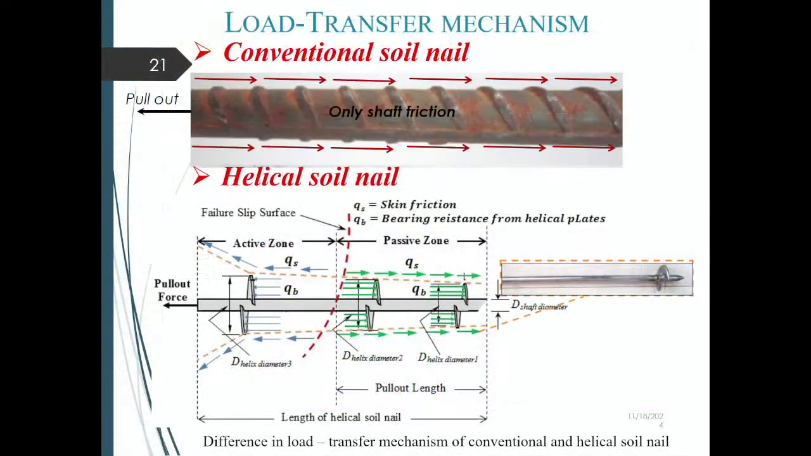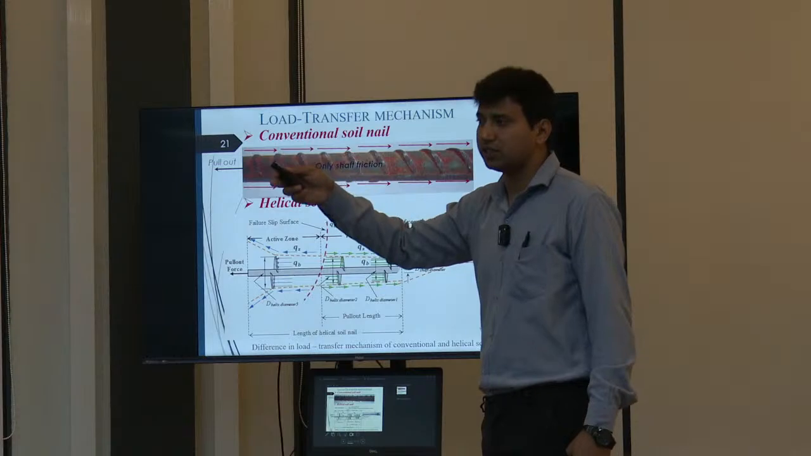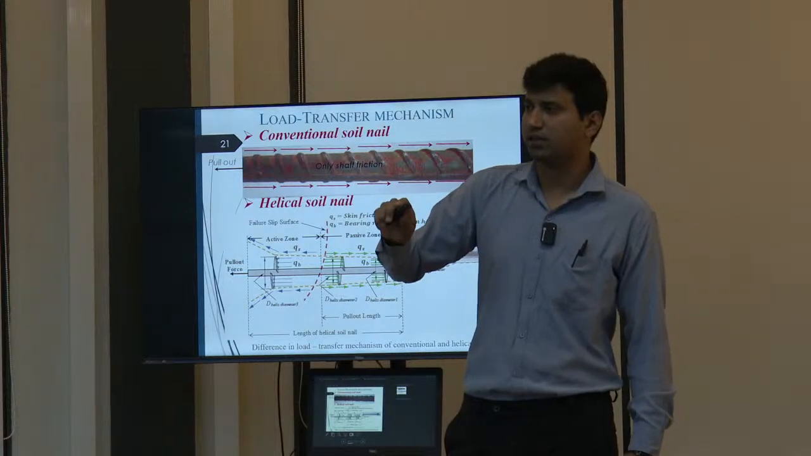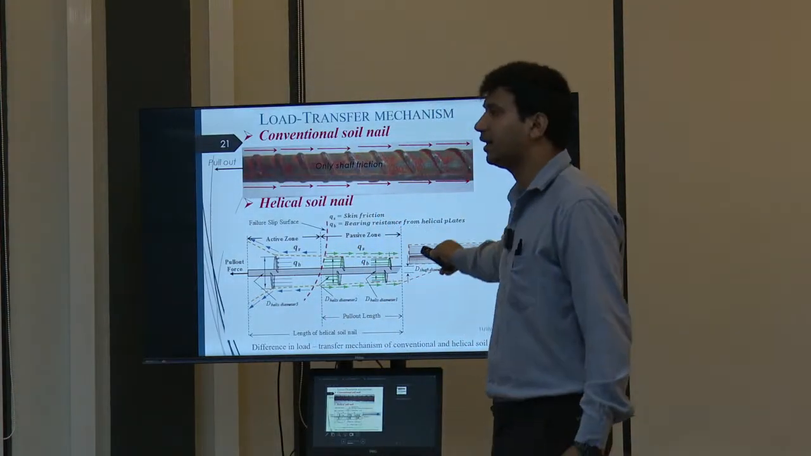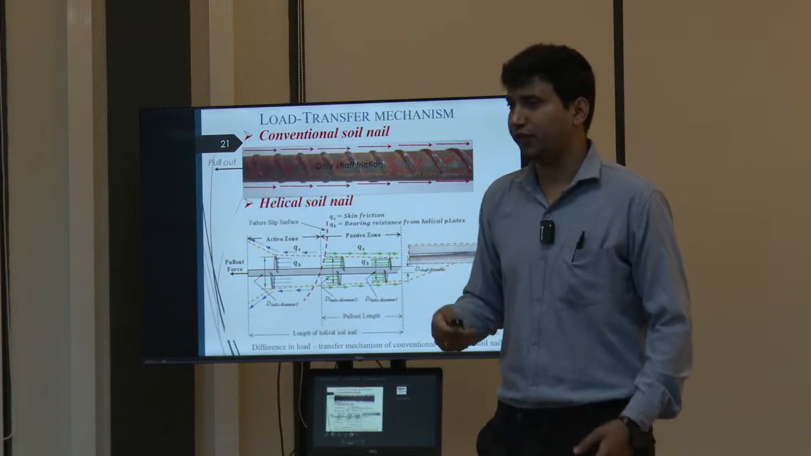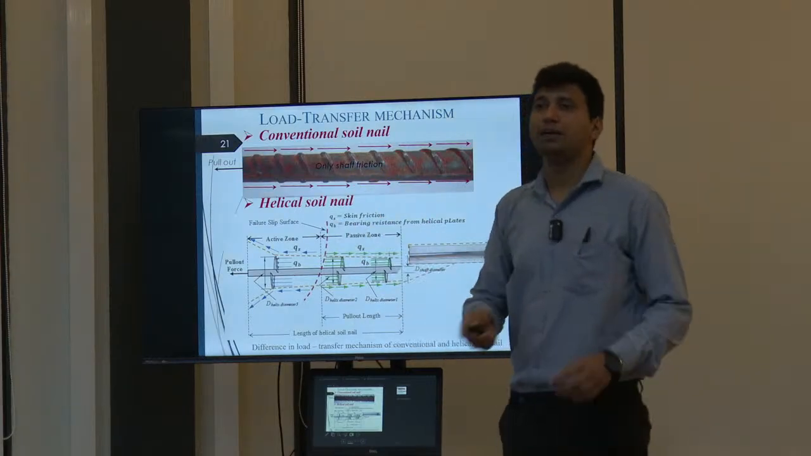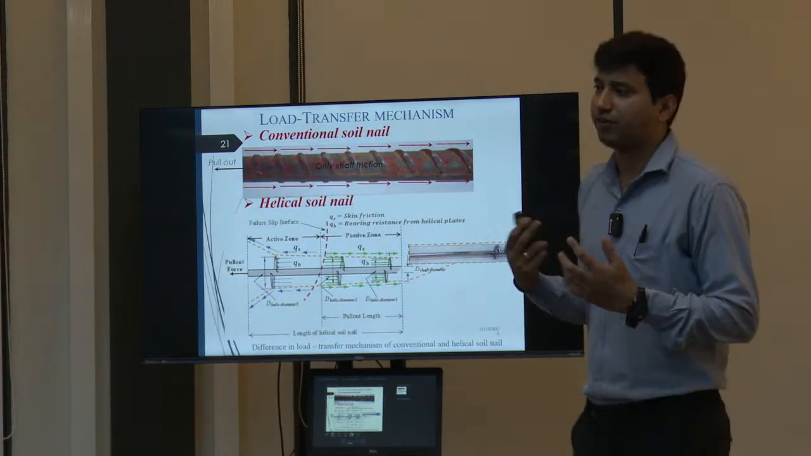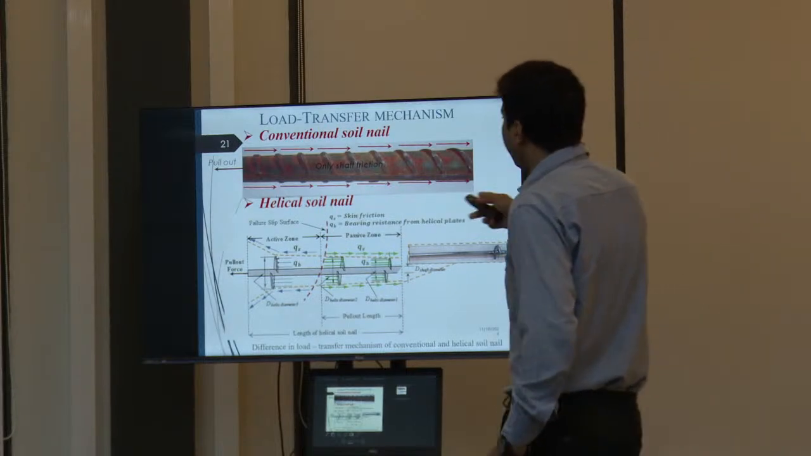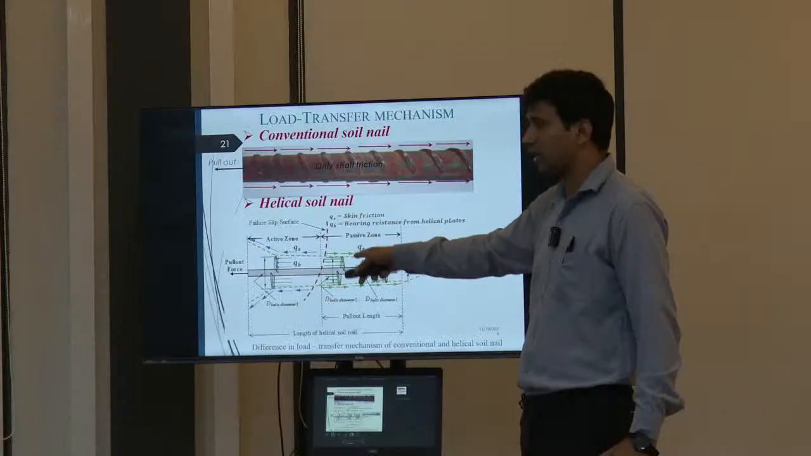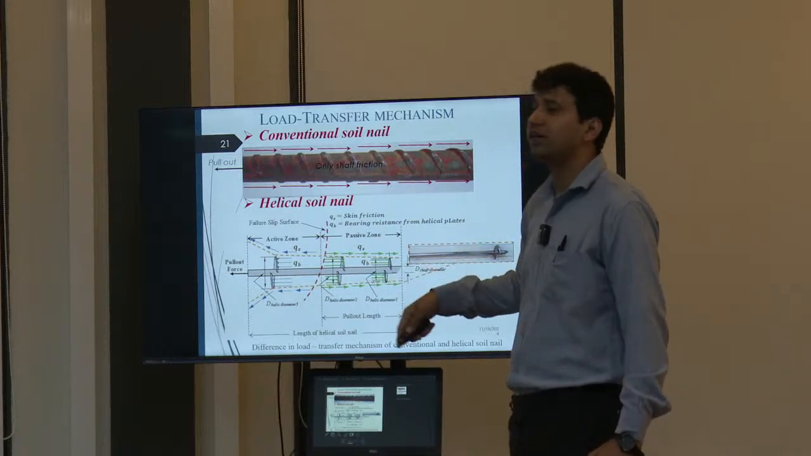So here is the load transfer mechanism. Conventional nail is most common nowadays in the field, but the helical soil nail is the advancement in the field of soil nailing. The conventional soil nail only provides shaft resistance. However, for a helical soil nail, we have two kinds of resistance. First is the resistance because of the shaft, which is the same, and second is the bearing resistance.